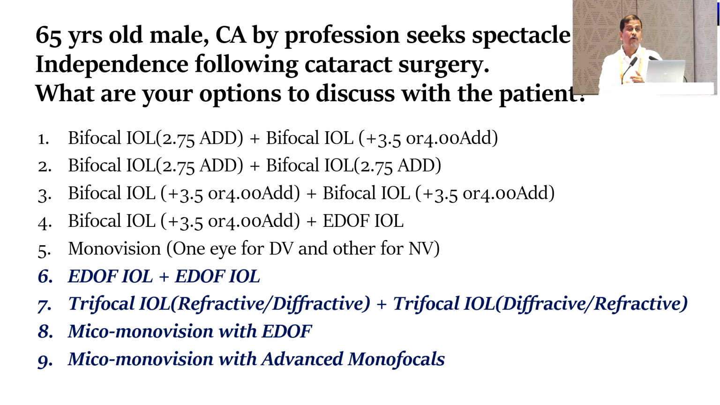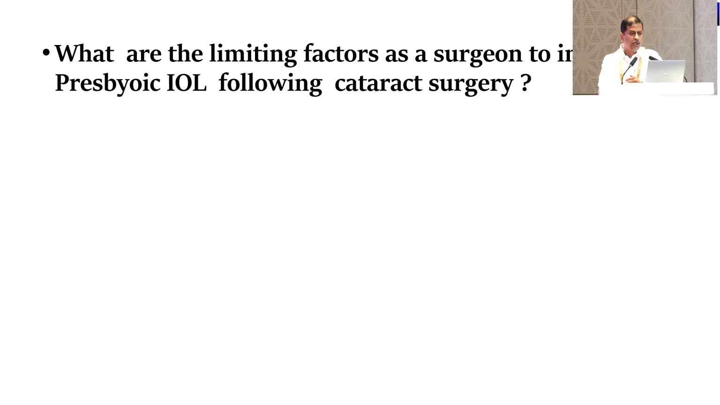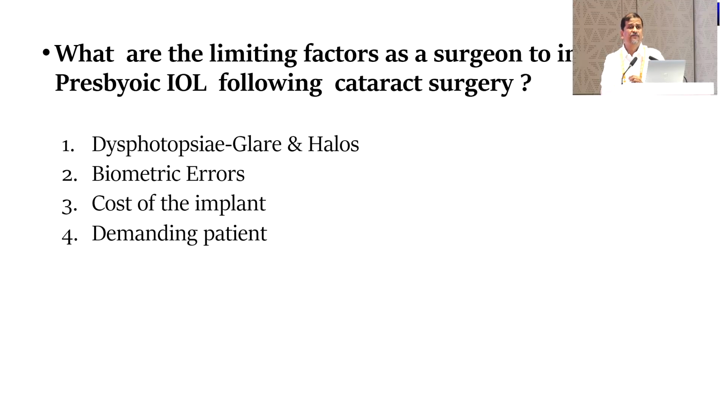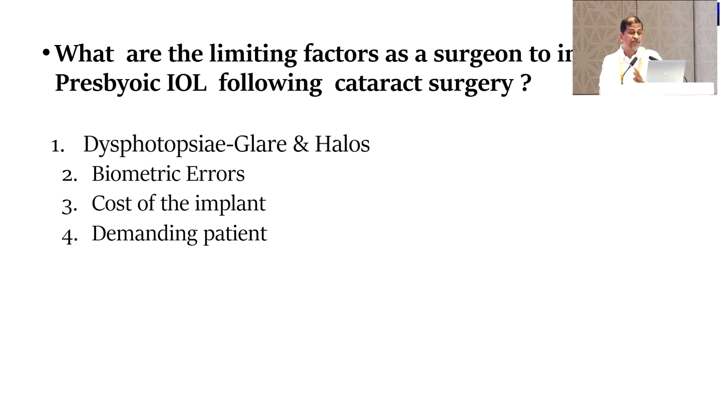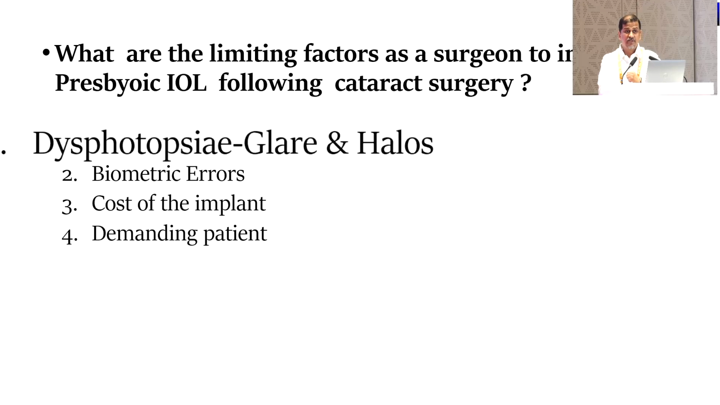Micro monovision simply means that you make the non-dominant eye a little bit myopic so that near vision will be much better, and the dominant eye is kept for distance. So what are the limiting factors which really prevent a surgeon from choosing these lenses? There are 4 basic factors: dysphotopsia, biometric errors, cost of the implant, and demanding patients. Out of these, the reason most surgeons do not implant a presbyopia-correcting IOL is dysphotopsia, glare, and halos.